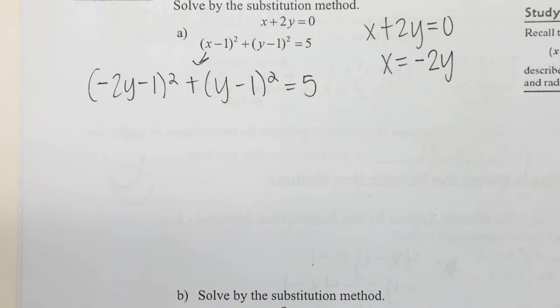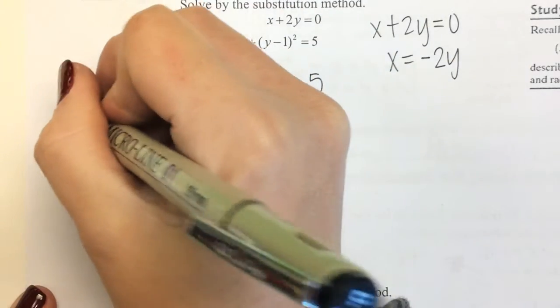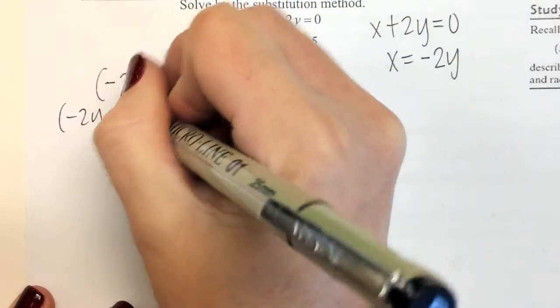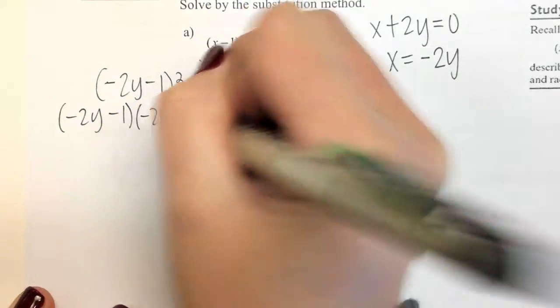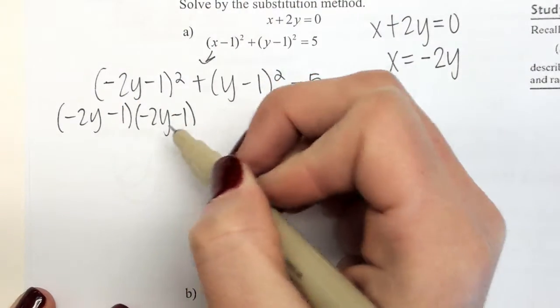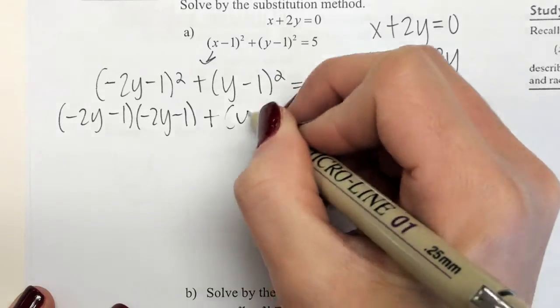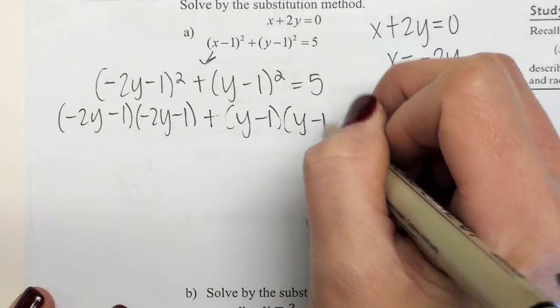Alright, what do we do? We obviously need to solve for y, but how? Yes, very good. Okay, so I'm going to rewrite this as two binomials. If you don't need to, you don't have to, but I'm going to do it. So this squared is the same as this times this. Y minus 1 squared is the same as y minus 1 times y minus 1.